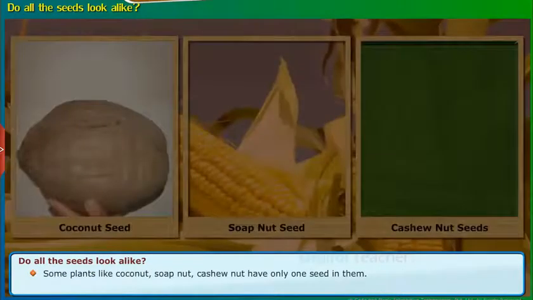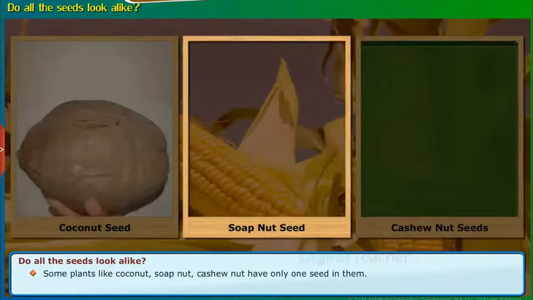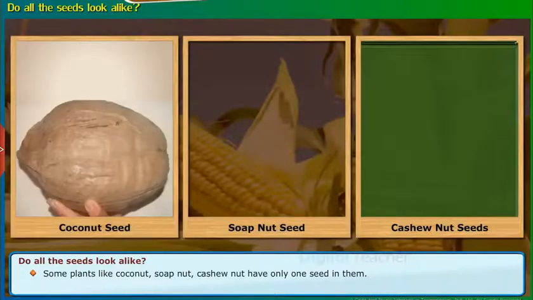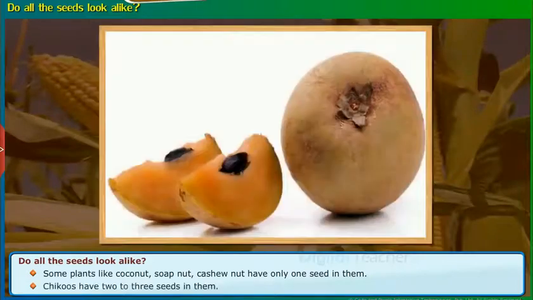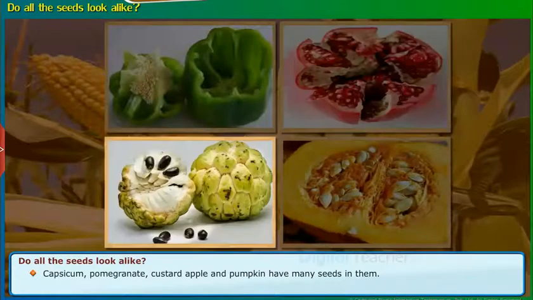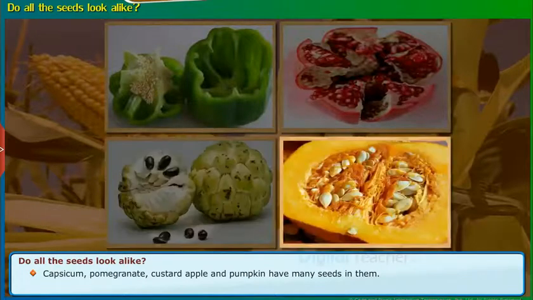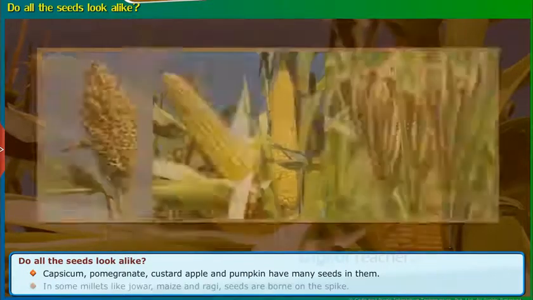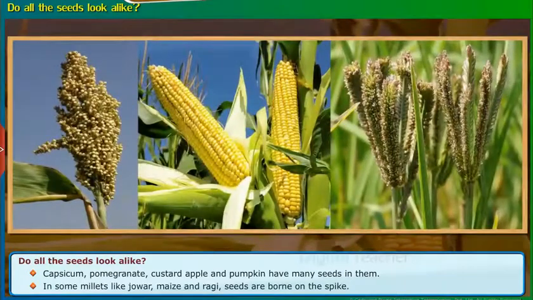Some plants like coconut, soapnut, and cashew nut have only one seed in them. Chikoos have 2 or 3 seeds in them. Capsicum, pomegranate, custard apple, and pumpkin have many seeds in them. In some millets like jowar, maize, and ragi, seeds are born on the spike.